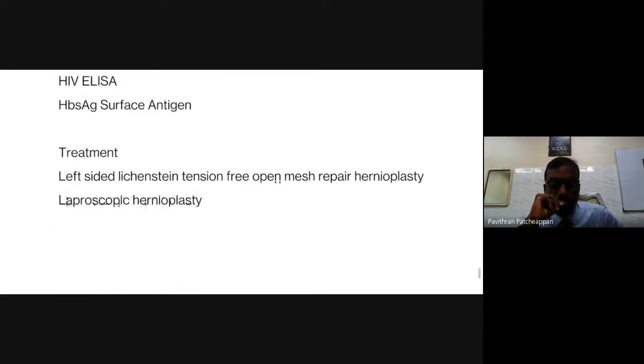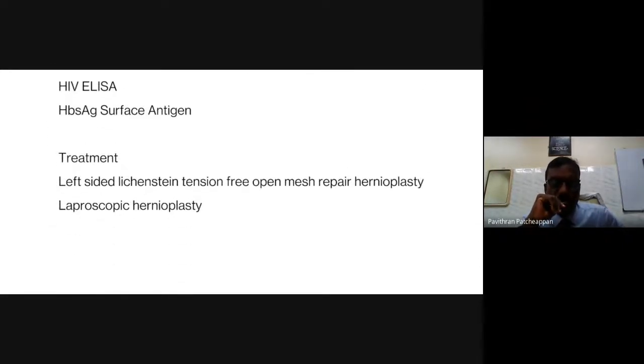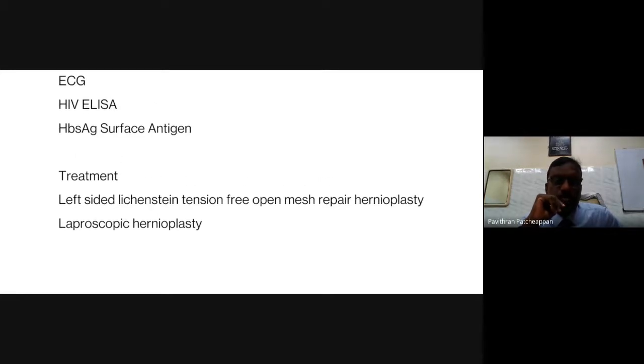The treatment. What will you do? Left-sided Lichtenstein tension-free open mesh repair, hernioplasty. But you can also go for laparoscopic hernioplasty. That's a choice. Very good.